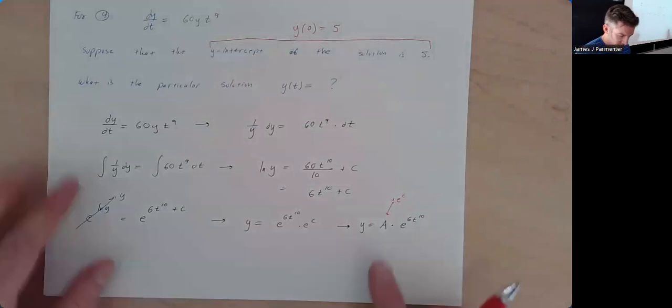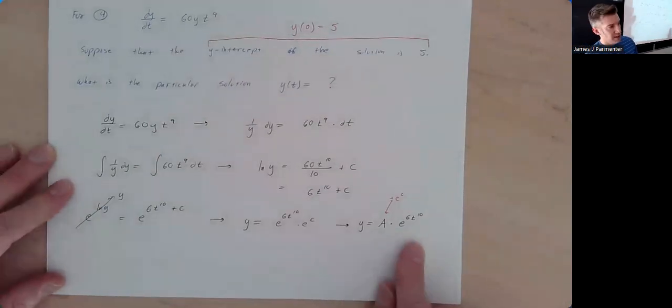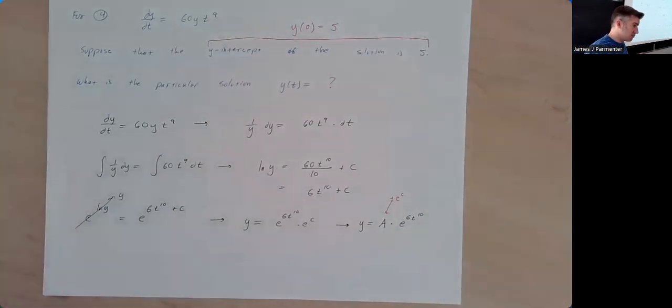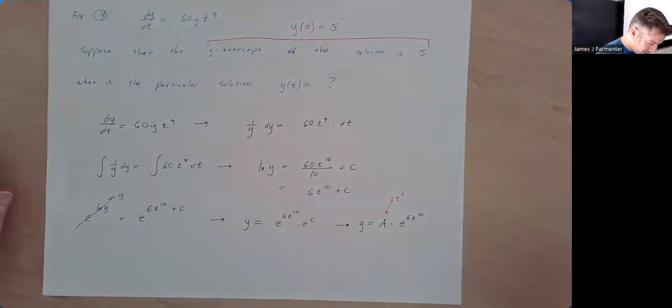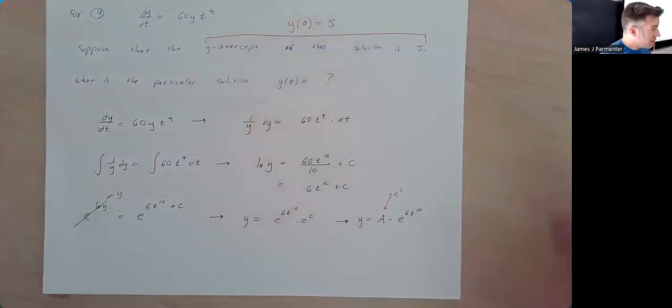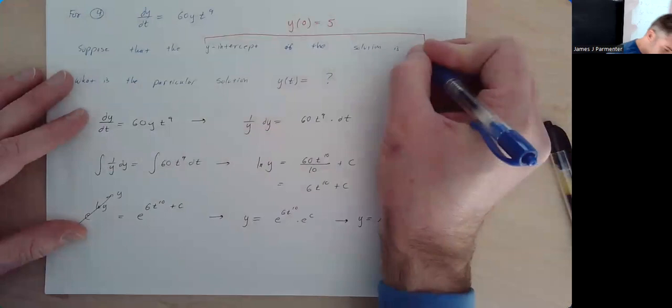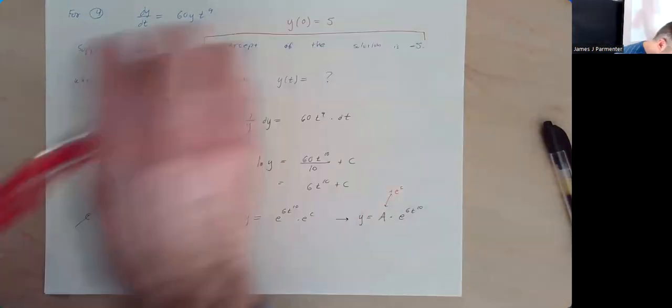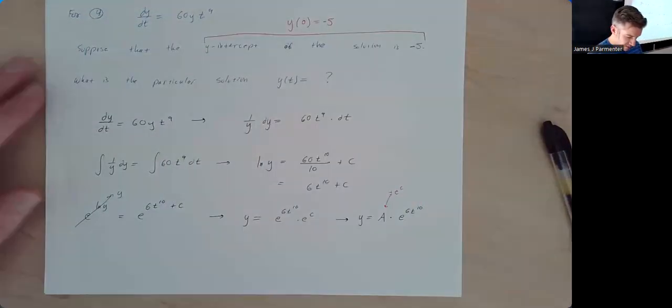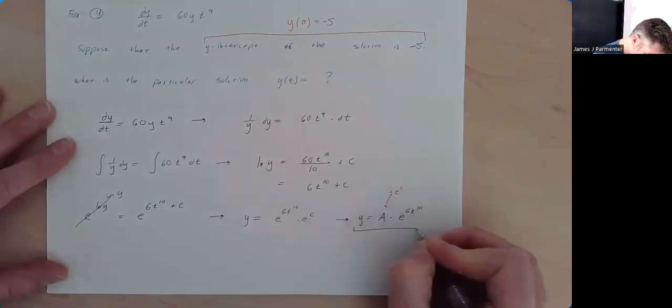So if you get to the solution here where you've got a times whatever your function is, just remember a can be positive or negative. And it should have made it so it came out to be negative. Oh well, I didn't. I guess I could change it. We could say that the y-intercept of the solution is -5. Make it more interesting. And then we've got our general solution.